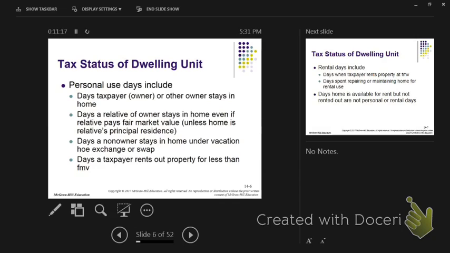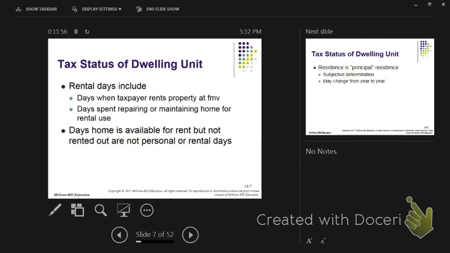So what are personal days? Hopefully, it's somewhat self-explanatory, but the days that we stay in it, a relative stays in it. The third one is a little bit different. A non-owner stays in the home under a homeowner's exchange, a homeowner's exchange swap. So if you're staying in someone else's home and they're staying in yours, that is considered your home. You're not renting, you're exchanging homes. So that is considered a home. And then days you rent out the property for less than fair market value. If you're renting for less than fair market value, it's considered personal use.